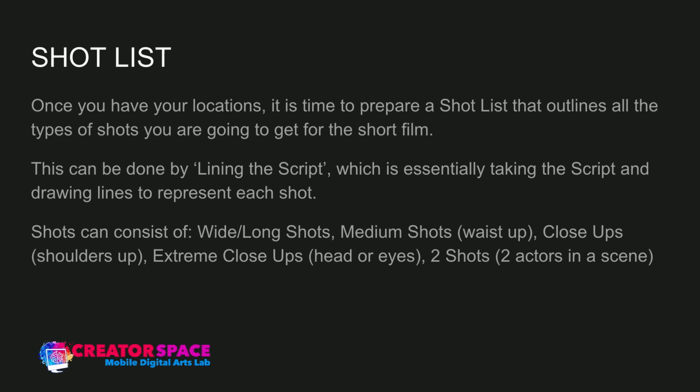Okay, so the different shots can consist of wide, long shots, medium shots, waist up, close-ups, shoulders up, extreme close-ups, like heads or eyes, and then two shots, two actors in a scene. So you hear things like that, two shot, three shot. If you want the shot to have two characters, it's just called a two shot. And then we know that they're both going to be in the frame. And then you can further define it by how wide of a shot it is. It might all sound a little bit like, okay, what is this? How does this exactly work? So we'll look at the visual representation of what these things mean as well.